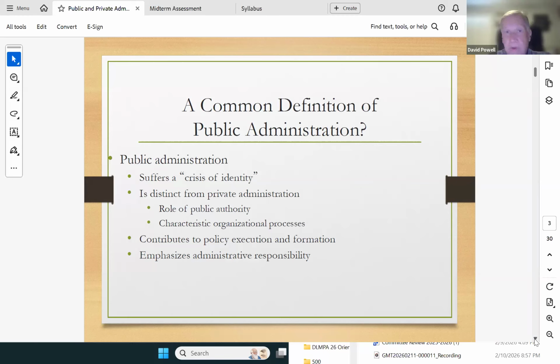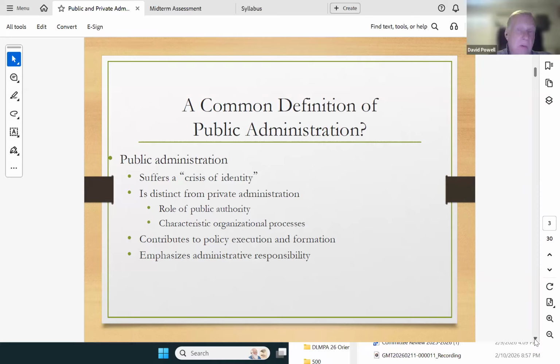Private corporations can be started up by one individual, an entrepreneur who has a great idea and wants to start their own company. And so it's a much different genesis for the creation of these organizations. We also have different characteristic organizational processes that go on in the public sector as compared to the private sector.